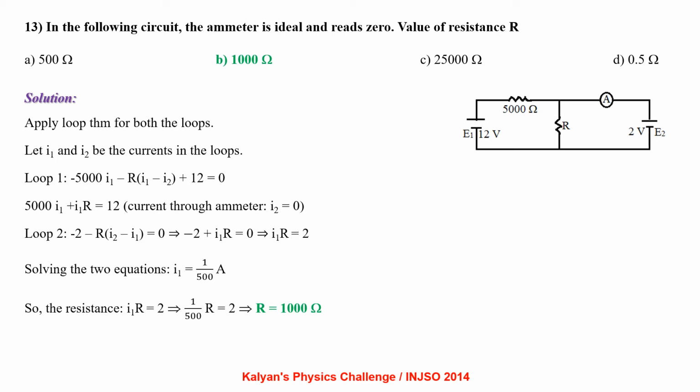It is given that the ammeter reading is 0, so I2 is 0. Solving the two equations, we get I1 equal to 1/500 ampere. So the potential drop I1 R equals 2. From there we get R equal to 1000 ohm.